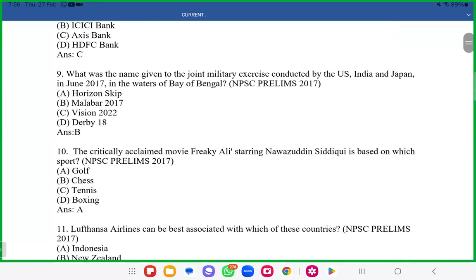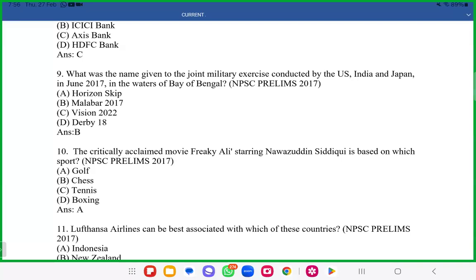Then what was the name given to the joint military exercise conducted by the US, India, and Japan in June 2017 in the waters of Bay of Bengal? So what is the name? You want to see? The military exercise page, I think I have sent in the group. Did you see the military exercise page or not? Yes, sir.